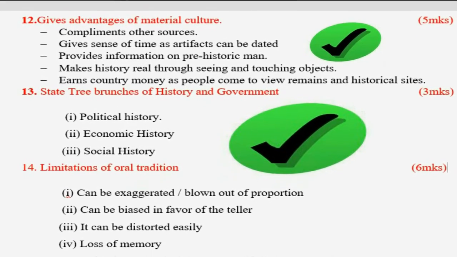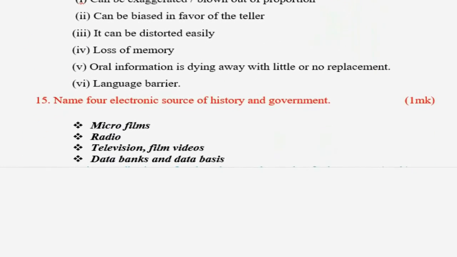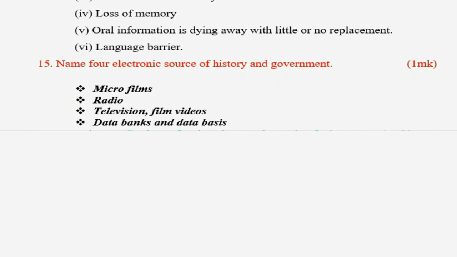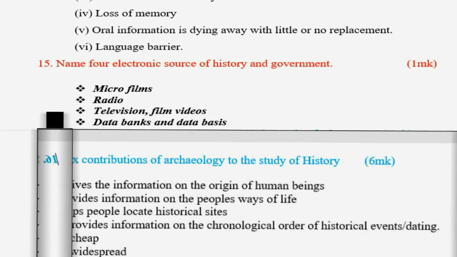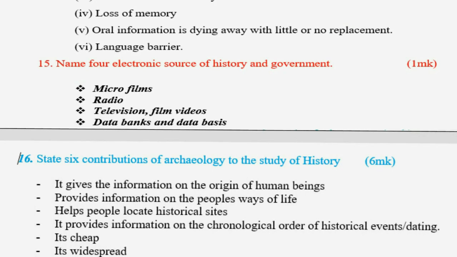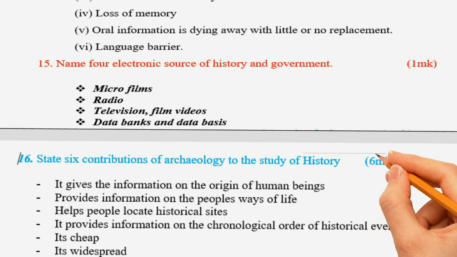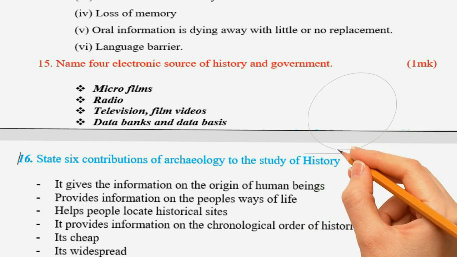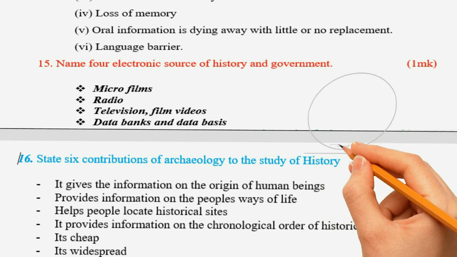Can be exaggerated, biased. Then we have loss of memory. One can forget. Then oral information is dying away with little or no replacement. Then language barrier. Name 4 electronic sources of history and government.